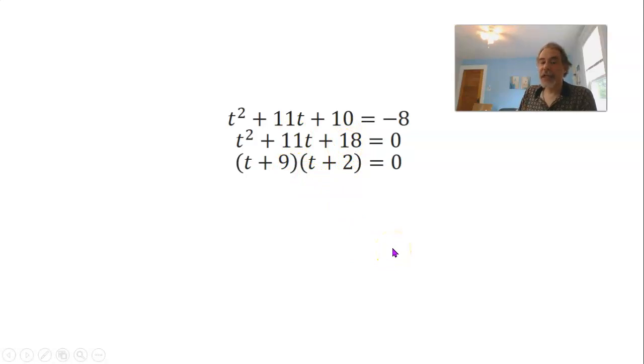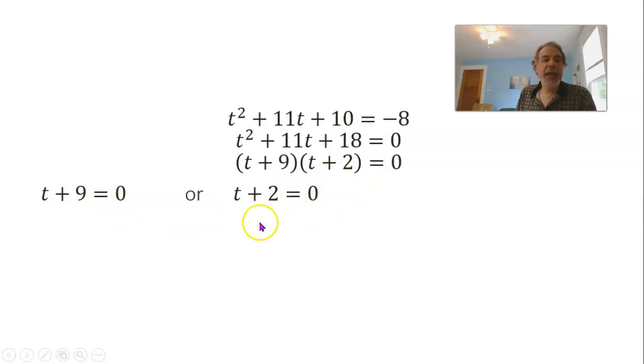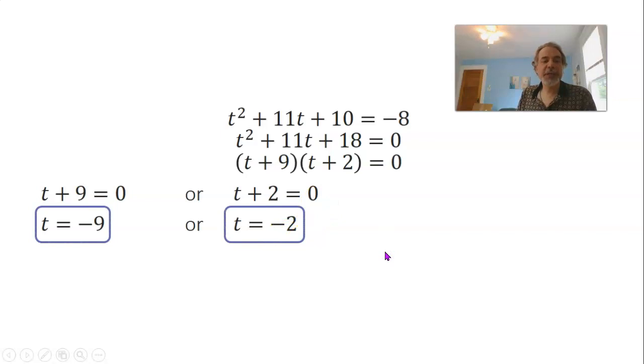Next, I'm going to set each factor individually equal to 0. Give each its own equation. So t plus 9 equals 0, or t plus 2 equals 0. And now I'm going to solve each of these. Subtract 9 on both sides, t equals -9. Subtract 2 on both sides, t equals -2. So there's my solutions.